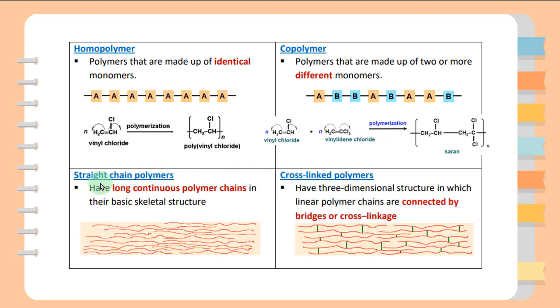And we have also straight chain polymer and cross-linked polymer. Straight chain polymers refers to polymers that have a long continuous polymer chain in their basic skeletal structure, whereas cross-linked polymers have three-dimensional structures in which the linear polymer chains are connected by bridges or cross-linkages, as shown in the diagram below.